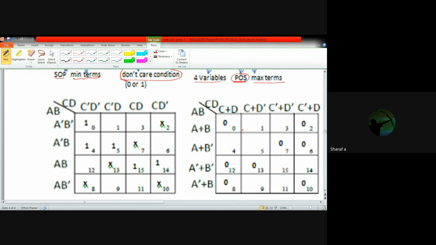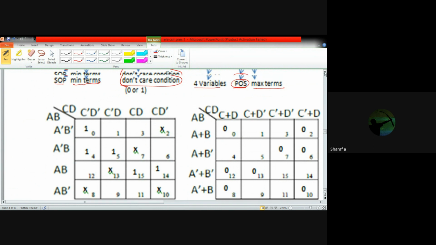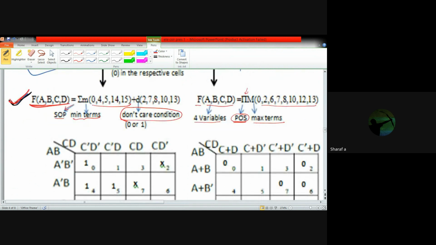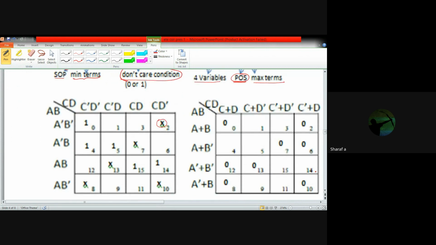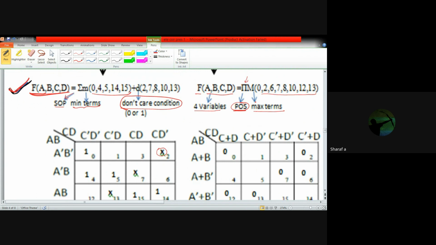Okay, we will do the problem, then you will understand that more clearly. Whatever is coming as don't care, which means 2, 7, 8, 10, 13, in these cells we usually represent don't care with a cross, as you can see here. You can attach those cells with your group if you need. Otherwise, you can just ignore them. So if you need a very large group, then you can take them. If you don't need them, you can just neglect them. Okay, that is the don't care condition.